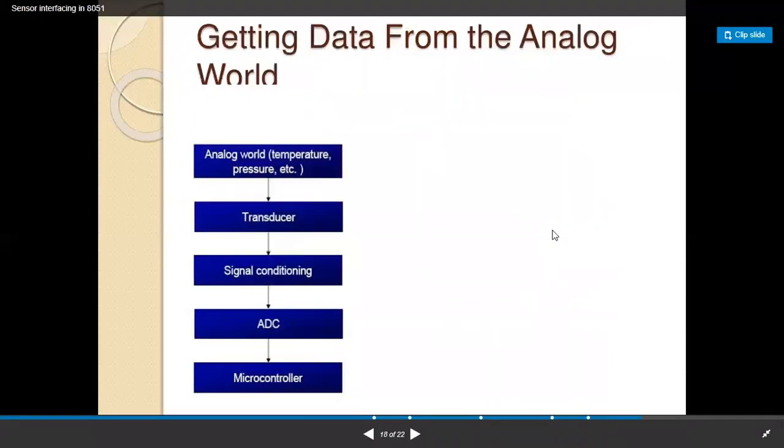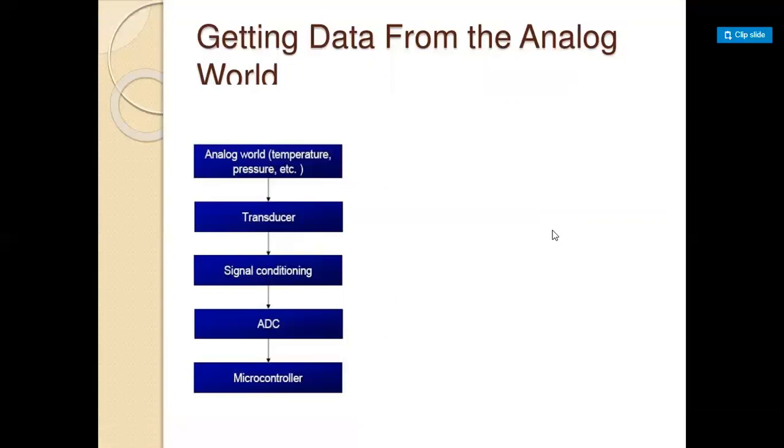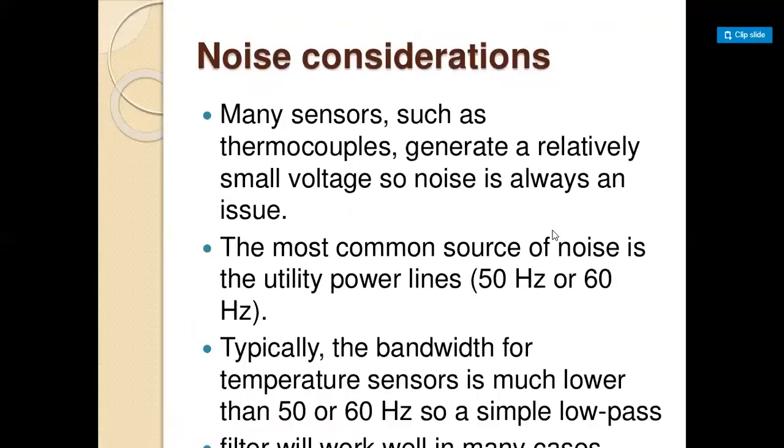Next is getting data from the analog world, that is analog world temperature, pressure, etc., that goes into a transducer, then signal conditioning, then analog to digital converter, then controller. Noise consideration: many sensors such as thermocouples generate a relatively small voltage, so noise is always an issue. The most common source of the noise is the utility power lines at 50 Hz to 60 Hz. Typically the bandwidth of the temperature sensor is much lower than 50 Hz to 60 Hz, so a simple low pass filter will work in many sensors.